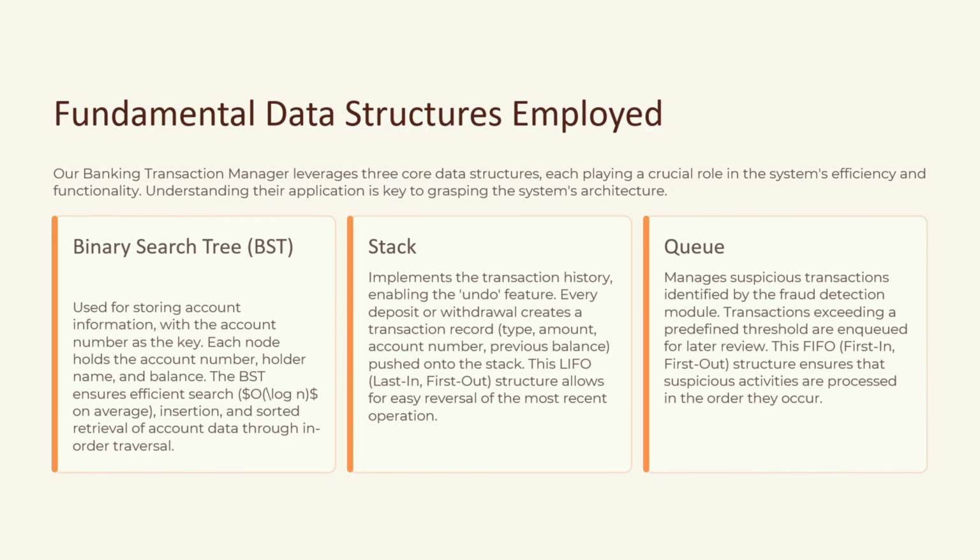Fundamental data structures. Our system is powered by three key data structures. BST stores accounts using account numbers as keys and supports efficient searching and sorted output. Stack stores transaction history and enables the undo feature. Queue holds suspicious transactions flagged by the fraud detection module. Understanding these structures helps explain how the system behaves internally.